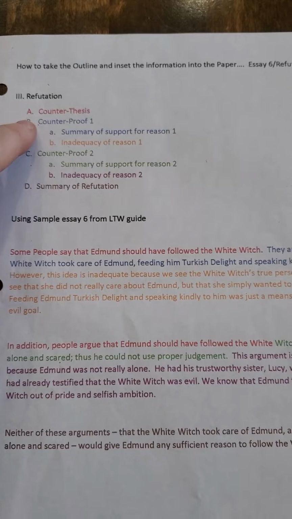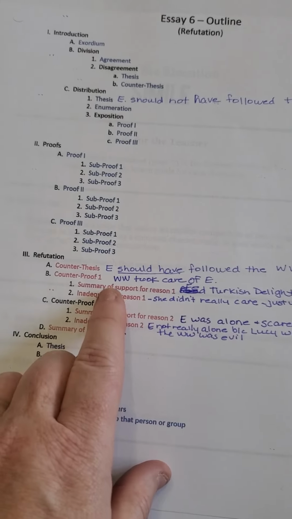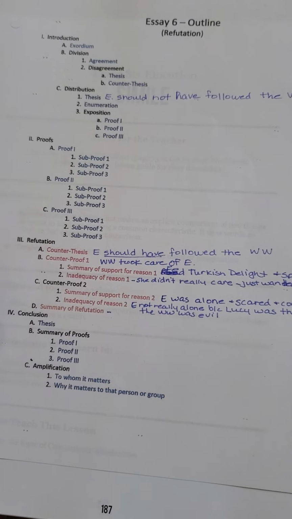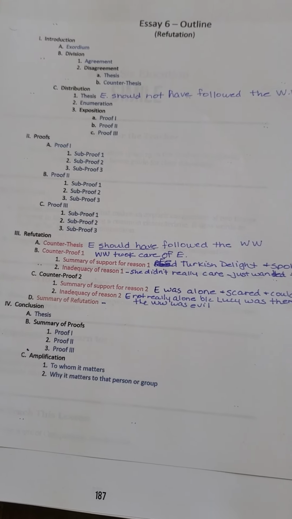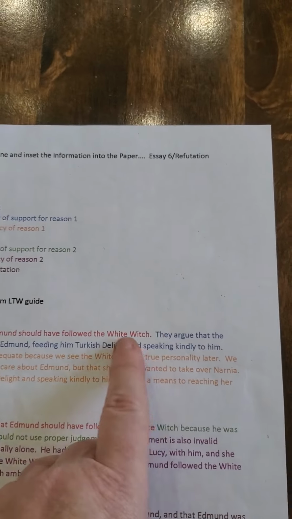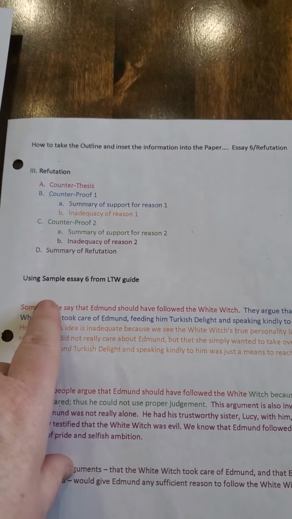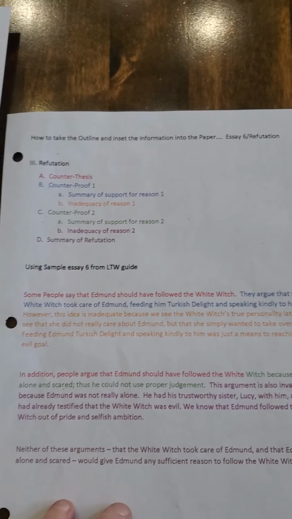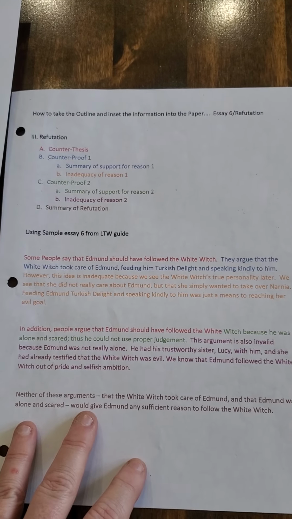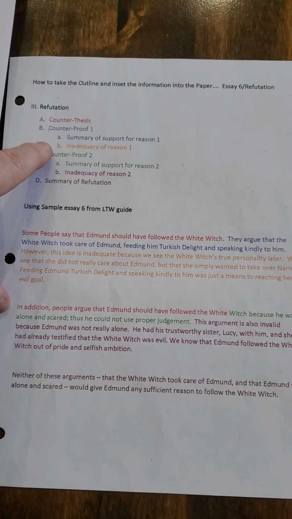Then we have our first proof. Now, remember, over here in my outline, all I said was the White Witch took care of Edmund. I didn't write a whole big sentence. It's really just a statement. Now it's time to turn it into my paper. So it becomes a little bit longer. They argue, who is they? Well, the some people. They argue that the White Witch took care of Edmund, feeding him Turkish delight and speaking kindly to him. And now we have, why is this an inadequate argument?